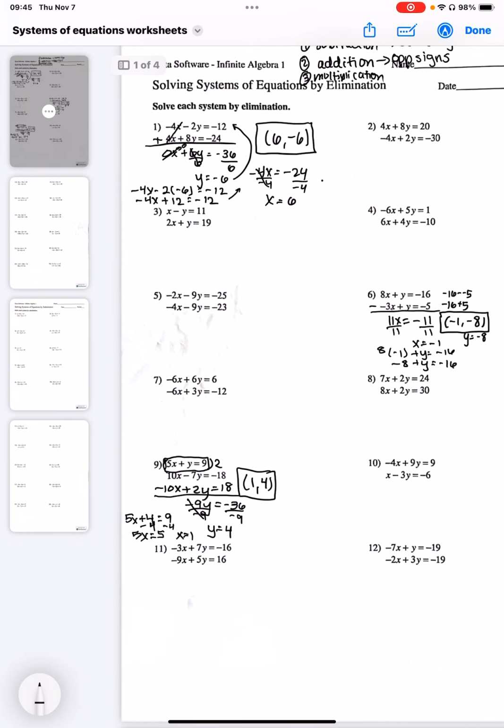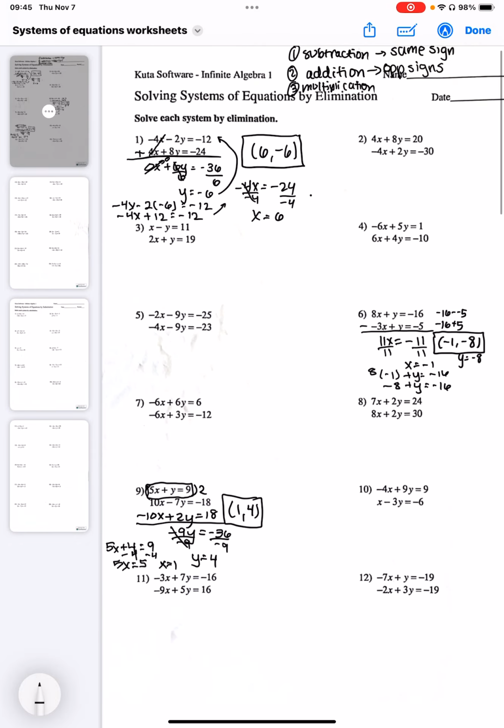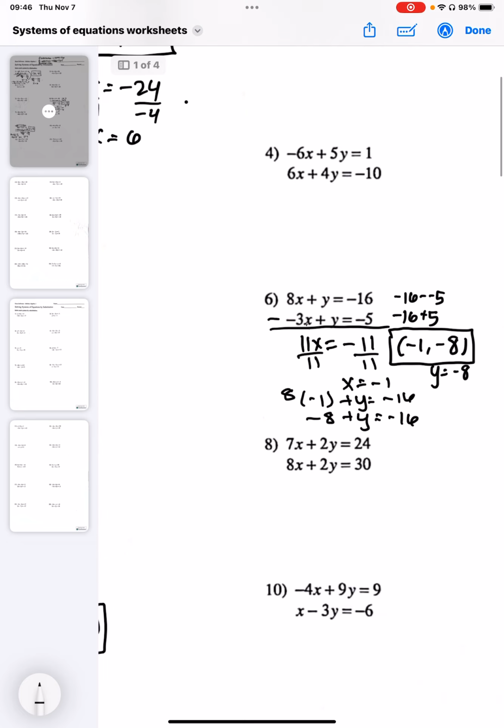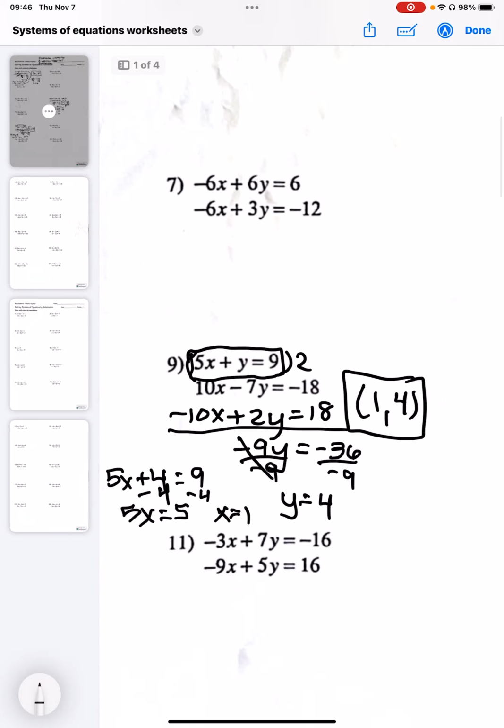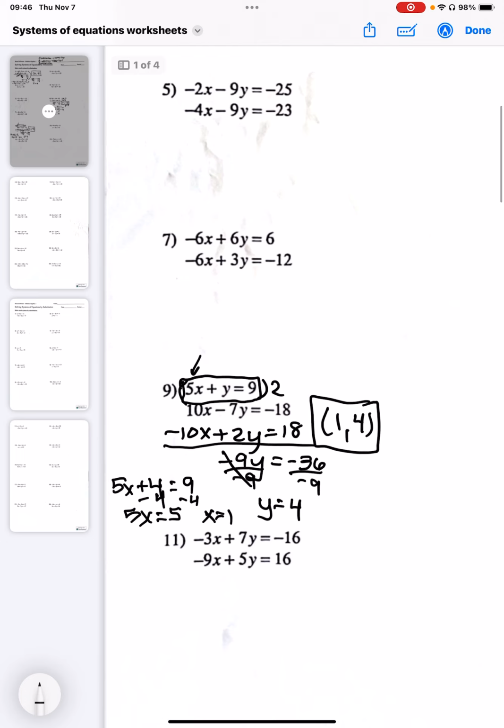Okay. So the first one we add, because we have our opposite signs. The second one we did was subtract because we have the same sign. And then this one we need to make the coefficients the same on one of these x values. And so we multiplied and then we subtracted. And we can multiply and then add if the signs are opposite.